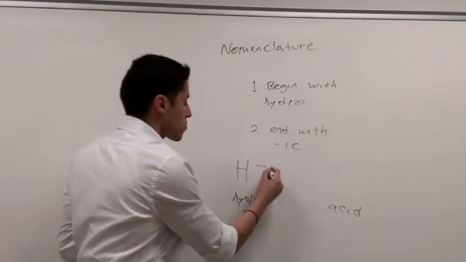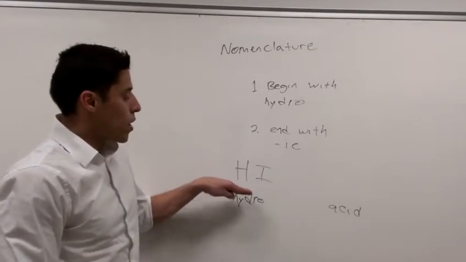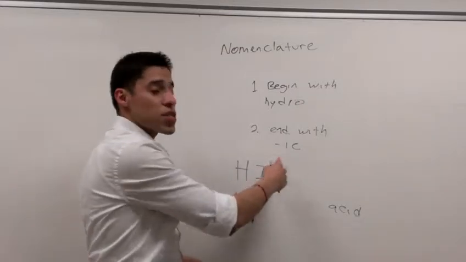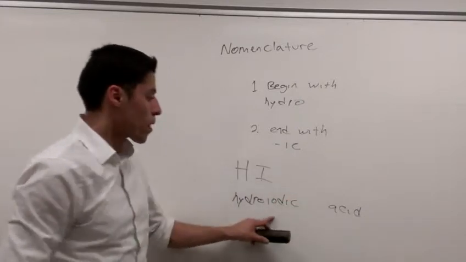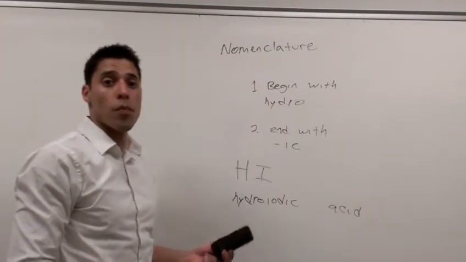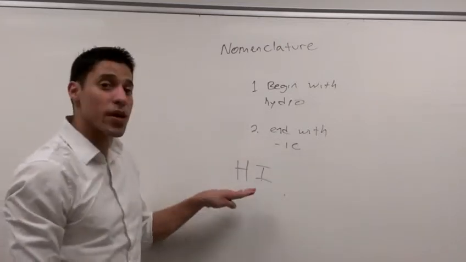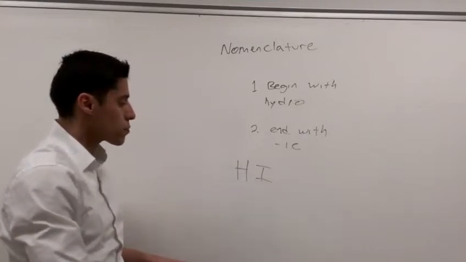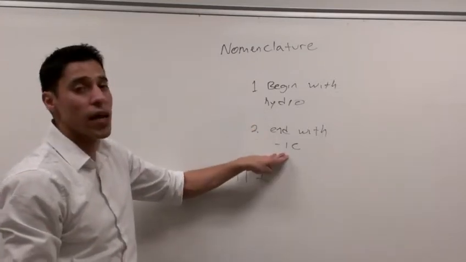And again, one last example. HI, hydrogen iodine. Right here, again, it's going to begin with hydro. The iodine, the ending is going to change to ic. So it's going to be hydroiodic acid. That's it for binary acids. Remember, for binary acids, you know it's an acid because it begins with an H and does not have an O. So HI, hydroiodic. It's going to begin with hydro and end with ic.